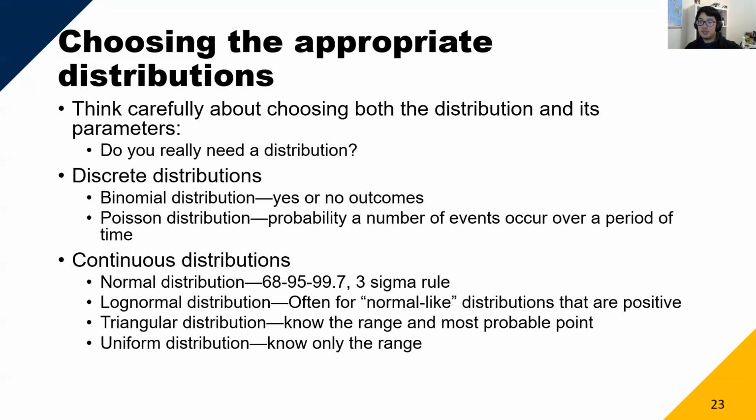A triangular distribution, as I was mentioning before, is used if you know just the most likely point and the range. And then the uniform distribution: if you only know information about the min and max, this is a type of distribution you can use.